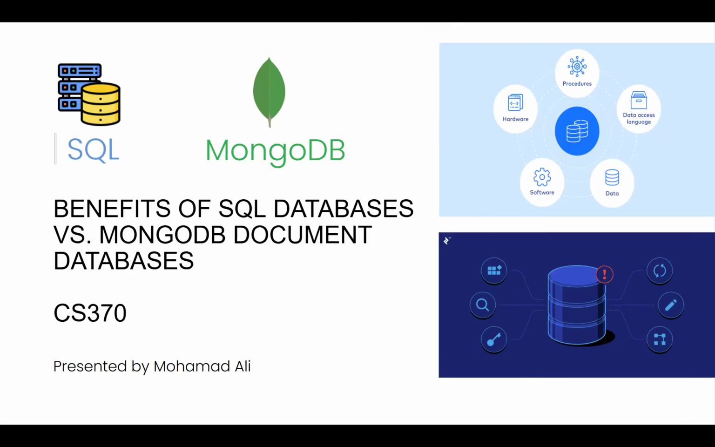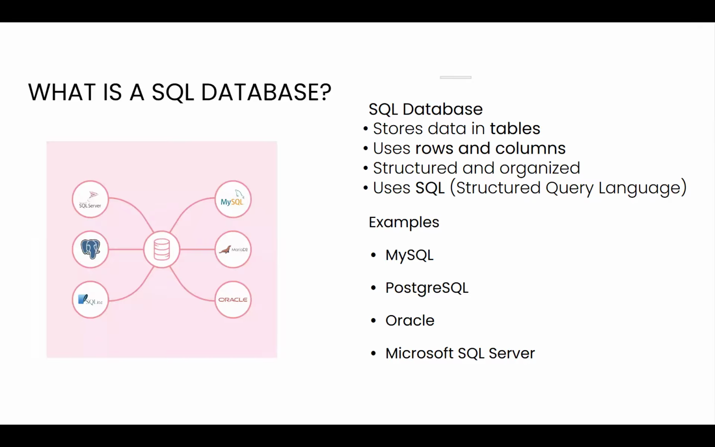So first, what is a SQL database? Here I have a picture that shows examples: MySQL, PostgreSQL, Oracle, and Microsoft SQL. They're all connected, and they store data in tables using rows and columns, which makes it structured and organized. And of course, it uses SQL. Here's an example table. The rows show records, and the columns have information like student ID, name, and major, while a row is like 101, John, CS.